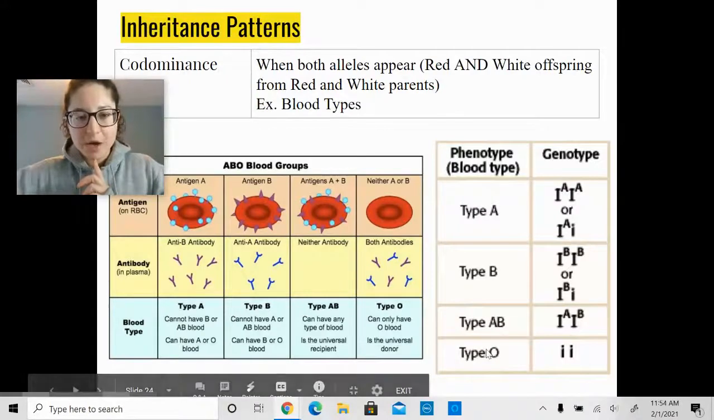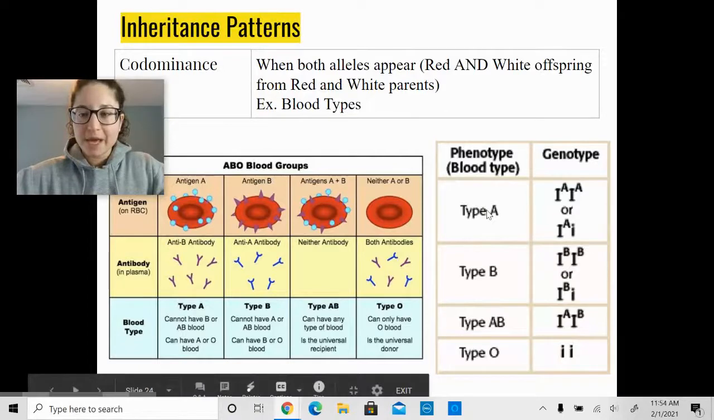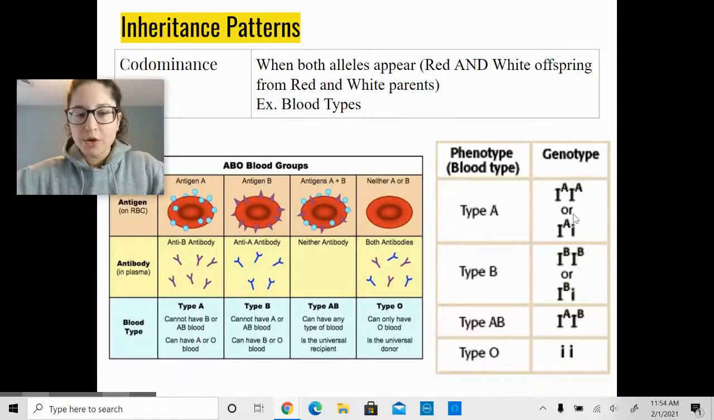So like I said, type O is completely recessive to everything else. So we write that with 2 lowercase i's. I is just representing blood type. So if we have type A blood, that would be homozygous for type A, or you can be heterozygous for type A. So you can be blood type A and then blood type O, so the recessive.